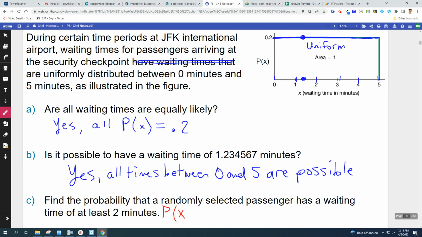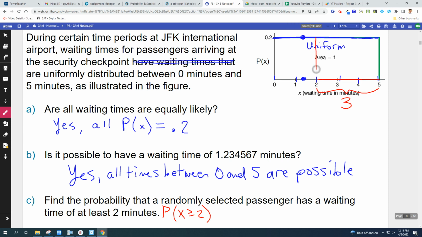I kind of like writing it like this. We want to know the probability that x is greater than or equal to 2. So if we look at the picture, the uniform distribution, we want all of these waiting times between 2 and 5. Well, between 2 and 5 is a distance or a length of 3, right? 5 minus 2 is 3.